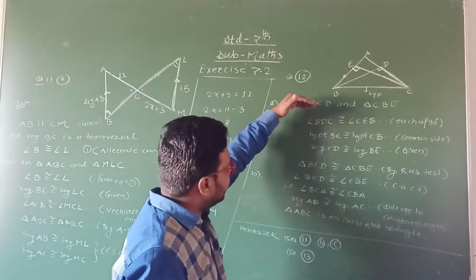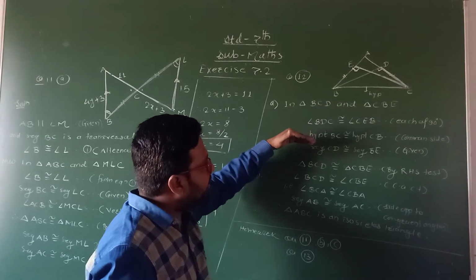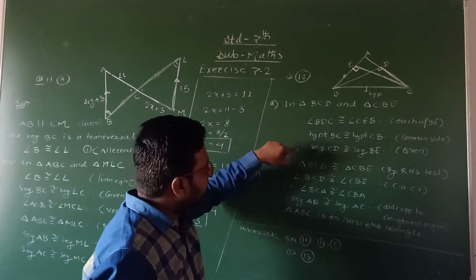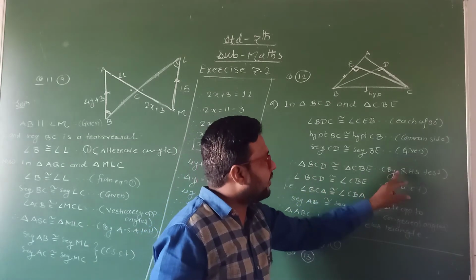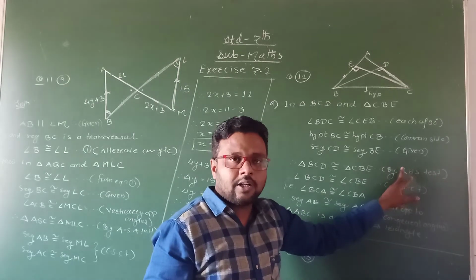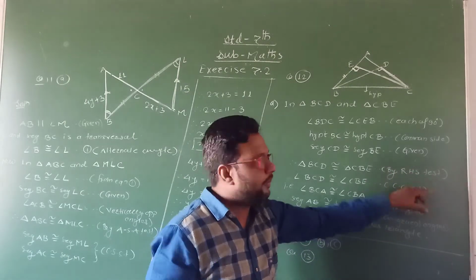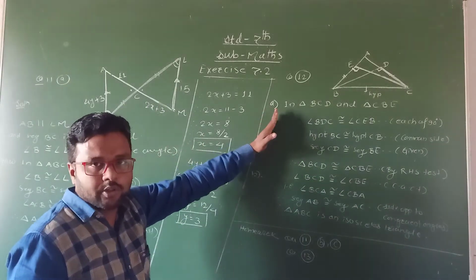Okay. Now in these two triangles, the right angle, the hypotenuse and one pair of corresponding sides are congruent. Therefore these two triangles are congruent for this correspondence by which test? RHS test. That is the right angle hypotenuse side test. Okay, we prove these two triangles are congruent. This is the first part of the question.